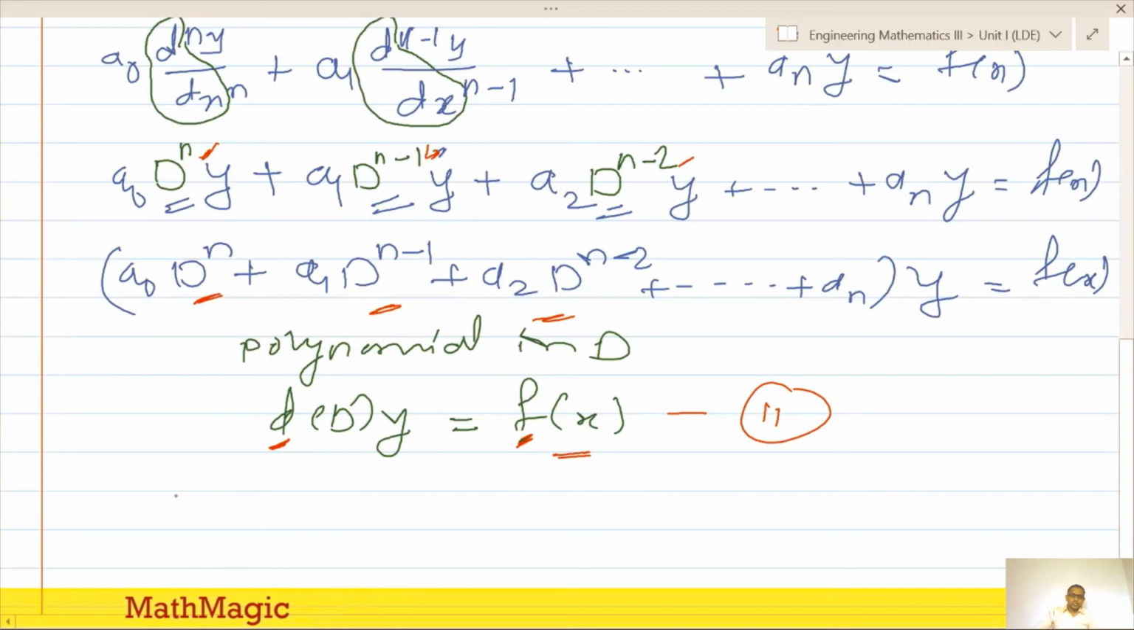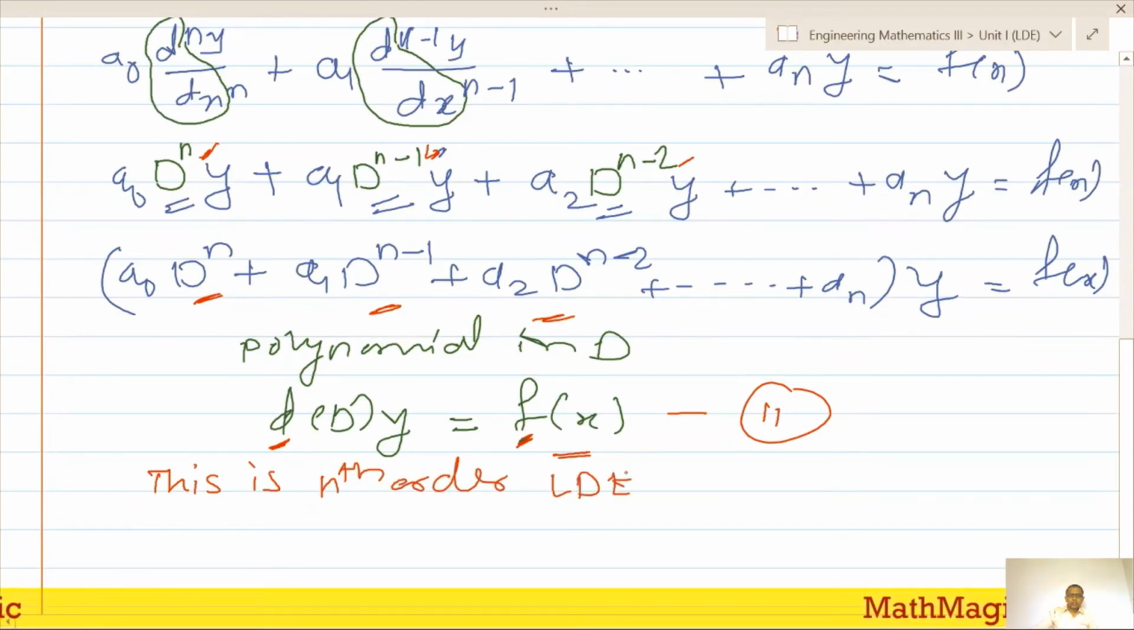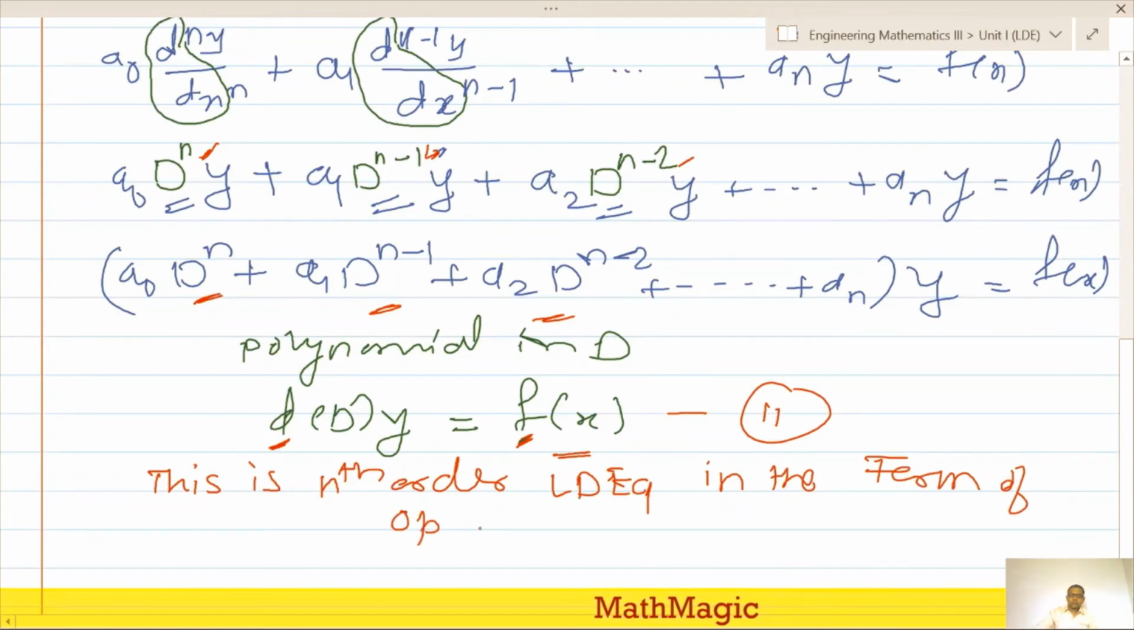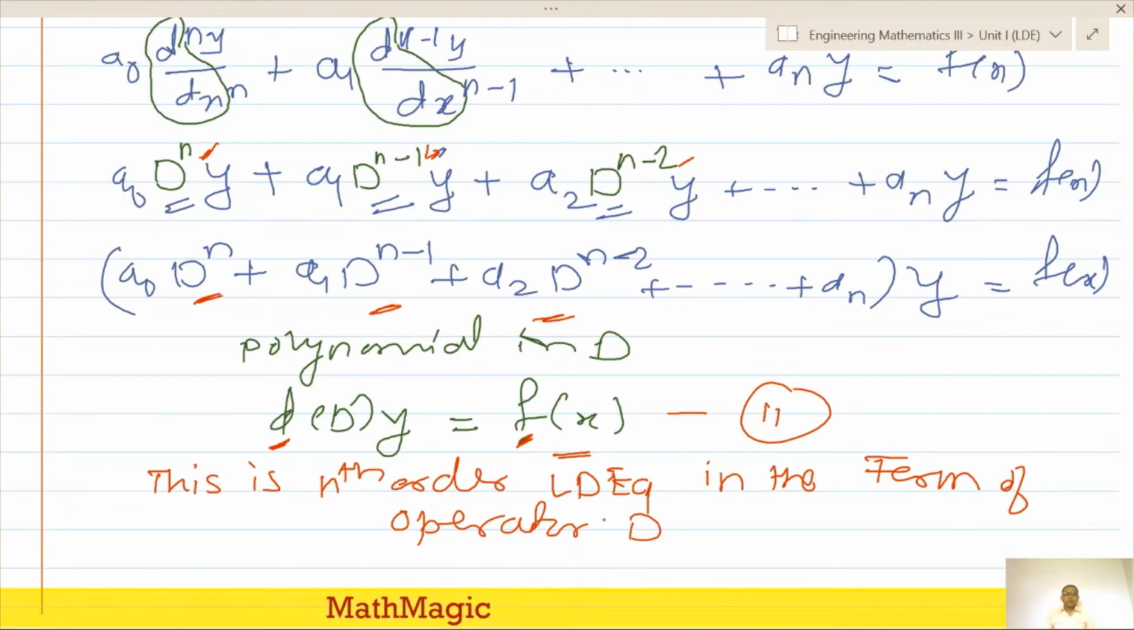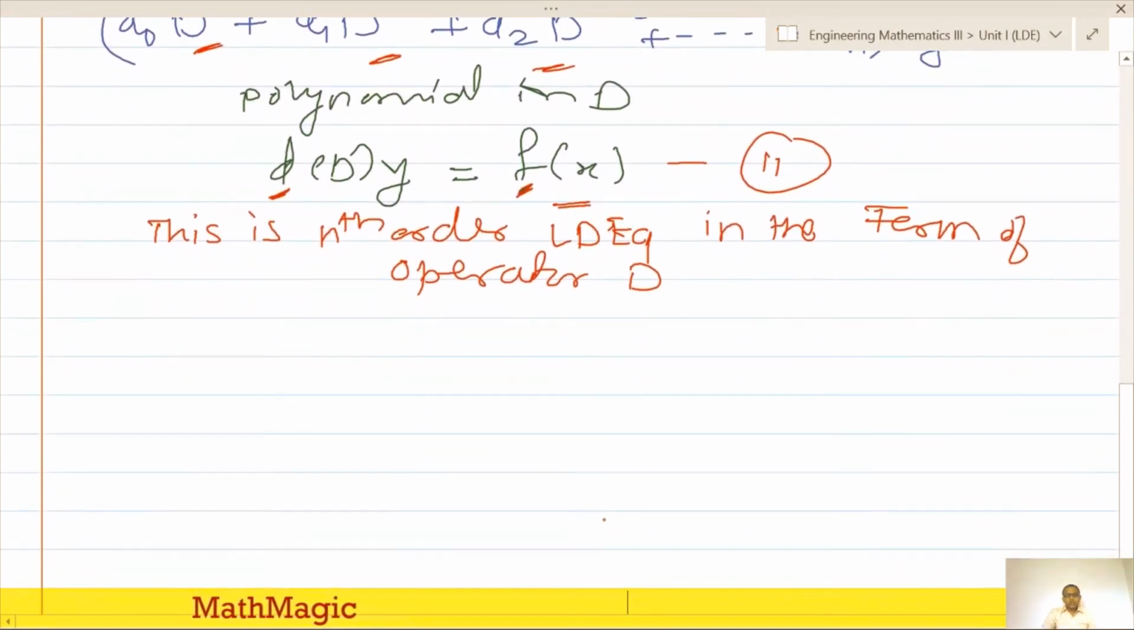Now this is the equation, this is nth order LDE. Again, this is nth order LDE in the form of operator D. Got it? Okay. So see, this is very important to know this operator D, because in the exam you can find the example in this form also.